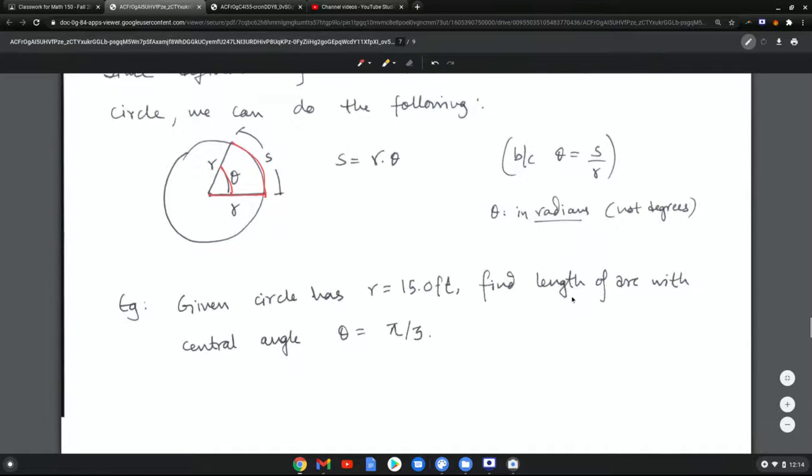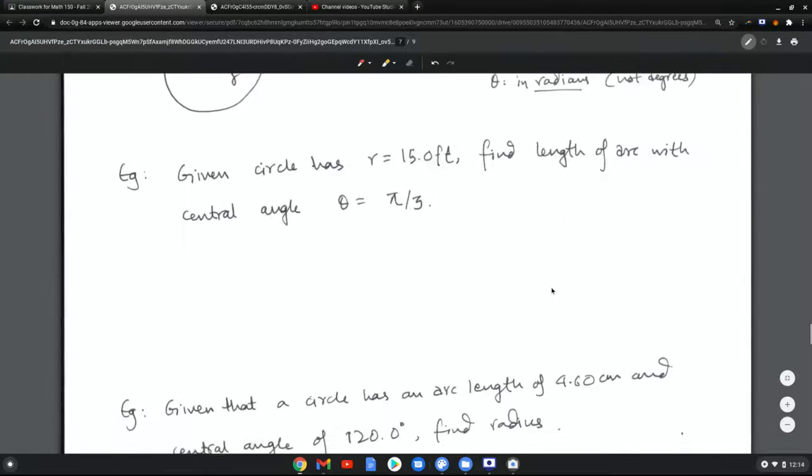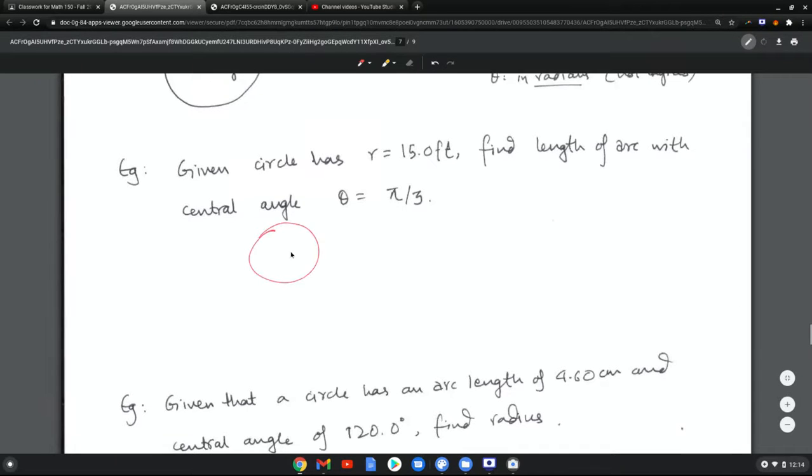where theta is in radians. For example, given that a circle has a radius of 15 feet, find the length of the arc with the central angle pi over 3. Then s equals r theta, which is 15 times pi over 3, which is 5 pi feet, which is approximately, again use the pi button on the calculator to get this value.